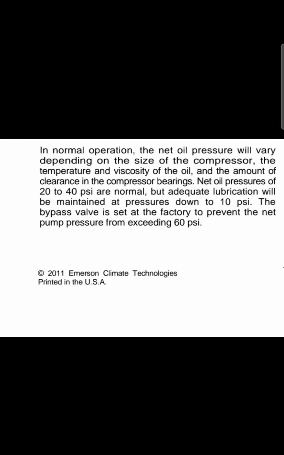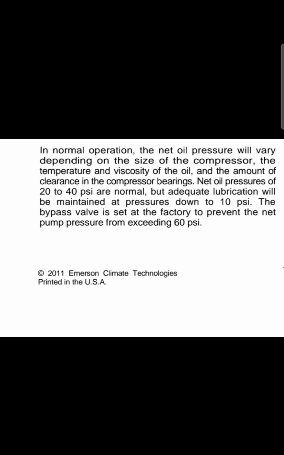So right here I have pulled up an Emerson bulletin. I forget exactly where I got this screenshot from, but as you can see down here at the bottom, it is Emerson Climate Technologies, which is who makes Copeland. I'll just read this paragraph real quick. It says, in normal operation, the net oil pressure will vary depending on the size of the compressor, the temperature and viscosity of the oil, and the amount of clearance in the compressor bearings. Net oil pressures of 20 to 40 are normal, but adequate lubrication will be maintained at pressures down to 10 psi. The bypass valve is set at the factory to prevent the net pump pressure from exceeding 60 psi.